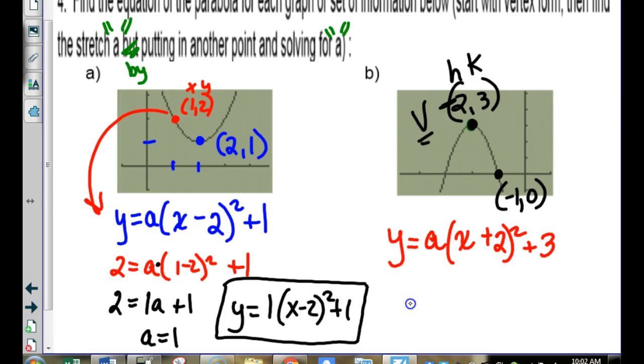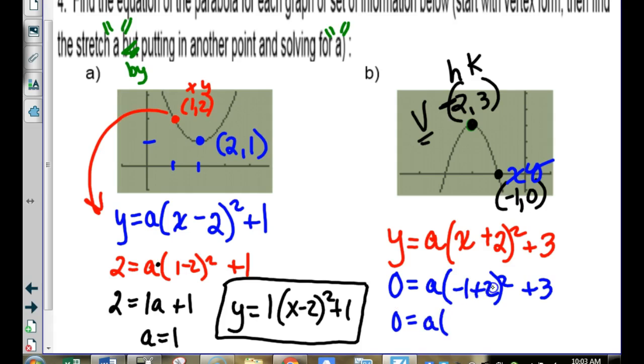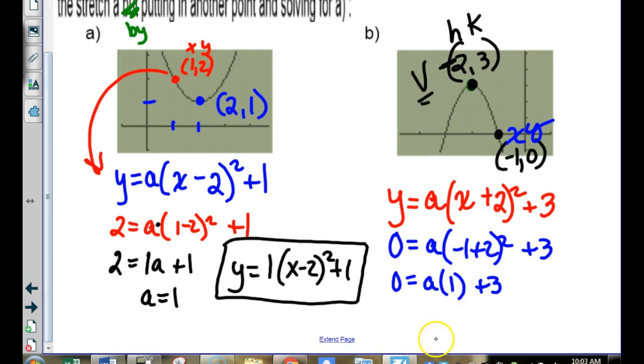Okay. Then we go back and put in another point, which is where we're going to use this x and this y. So we're going to put those in here. 0 equals a times -1 plus 2 squared plus 3. Be real careful that you don't do something crazy over here. It's a times what? -1 plus 2 squared would be 1 squared, which would be 1. So how do we get the a by itself? So we get -3 equals a.